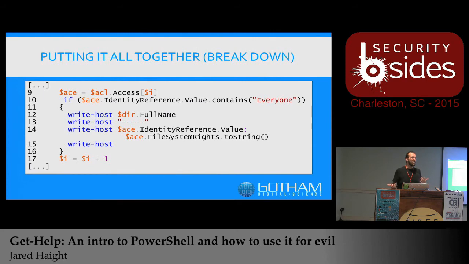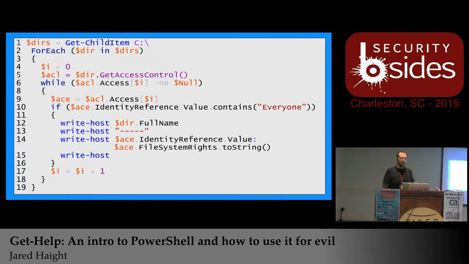If that IdentityReference parameter contains the word Everyone, we want to do something with it. We write out the full path, our separator, and then just the IdentityReference, who this ACE applies to, and we write out the FileSystemRights, which, using Get-Member and playing around a bit, we figured out is how we find out what the permissions are in that ACE. We increment up by 1, and we go back into our while loop and keep iterating through that array of ACEs. The full code looks like this, 19 lines.